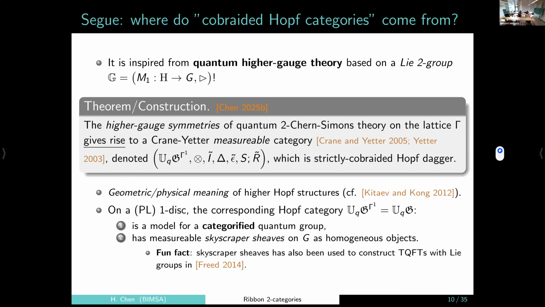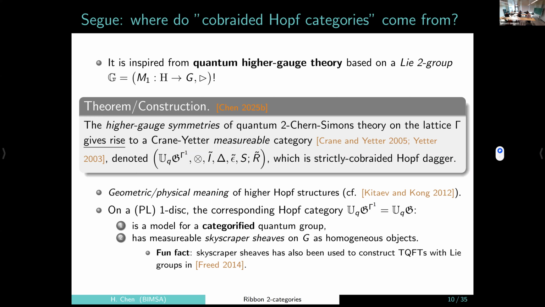And you can perform something, which I'll talk about later if I have time, but it's at the very end. I don't want to get into too much detail about this, but the idea is that the higher gauge symmetries now form a category, and it is in fact a strictly cobraided Hopf dagger category, and it's linear, of course. And there are some very interesting things that arise from this construction, which gives the structures that I have introduced previously a physical meaning, or even a geometric meaning if you wish.